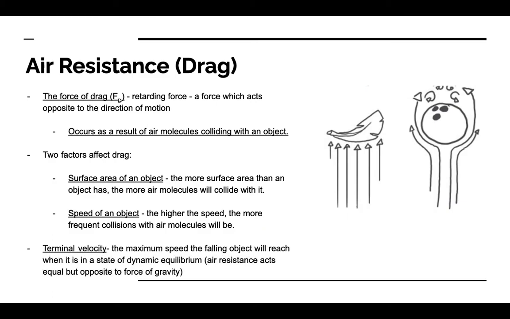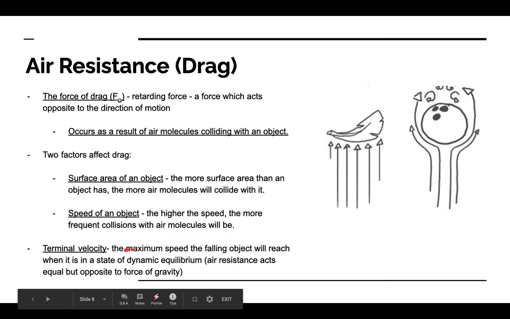Terminal velocity. Now we apply these conditions that we've learned about for air resistance to equilibrium. When the force due to air resistance is equal and opposite to the force of gravity, that is a dynamic equilibrium case, and we call the subsequent velocity of our object in that case the terminal velocity. So terminal velocity refers to the maximum speed a falling object will reach when it is in a state of dynamic equilibrium. Air resistance acts equal but opposite to the force of gravity.